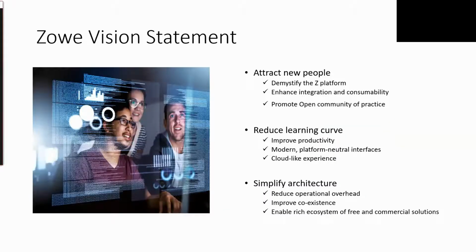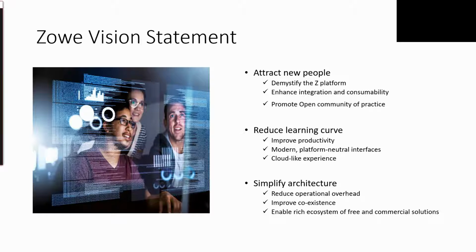So the Zoe vision statement is exactly about managing those challenges. And specifically, the first vision statement, the first objective is to attract new people on the platform. They want to demystify the perception that the mainframe is a black box. Well, indeed it is a black box, but it is not so black, or it's not so difficult to work with. And so Zoe wants to demystify this perception of the Z platform as complex and complicated and hard to interact with.